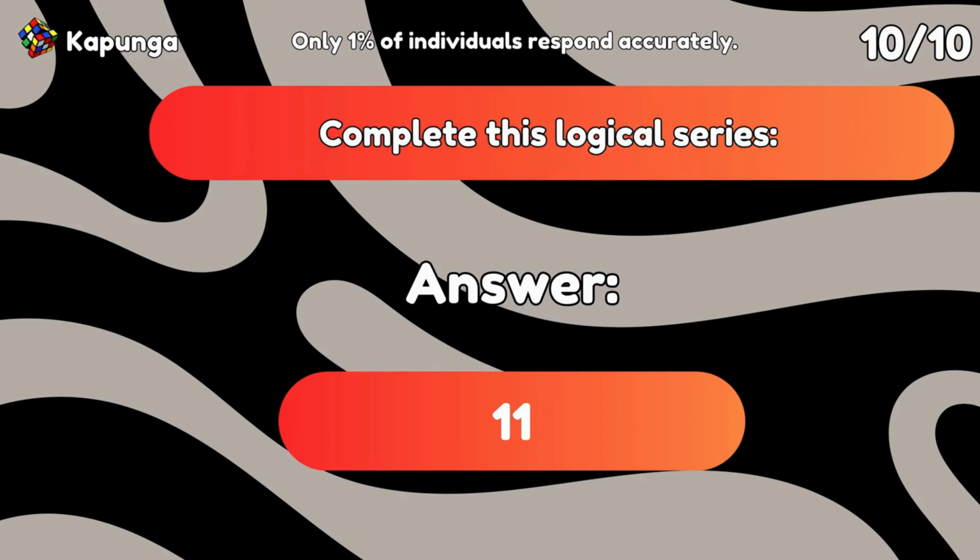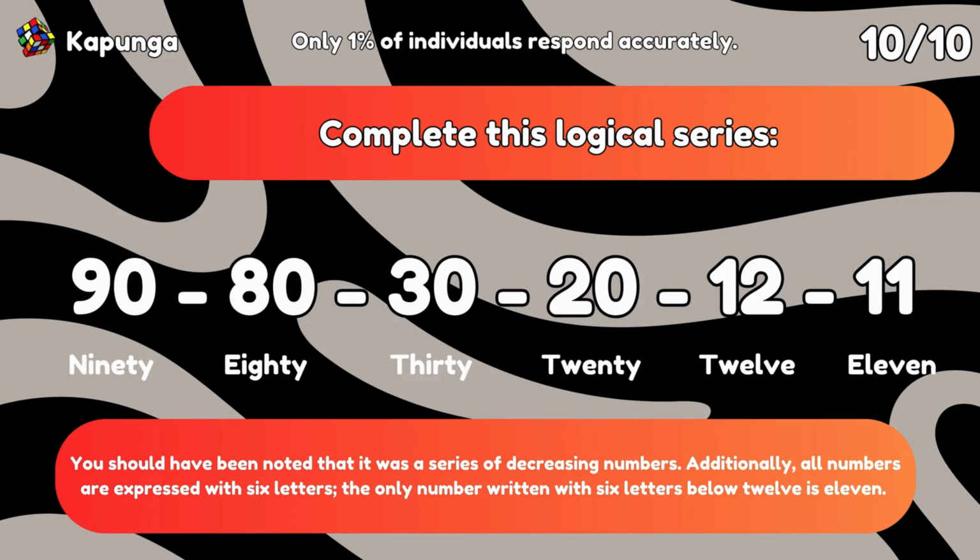The answer is 11. You should have noted that it was a series of decreasing numbers. Additionally, all numbers are expressed with 6 letters. The only number written with 6 letters below 12 is 11.